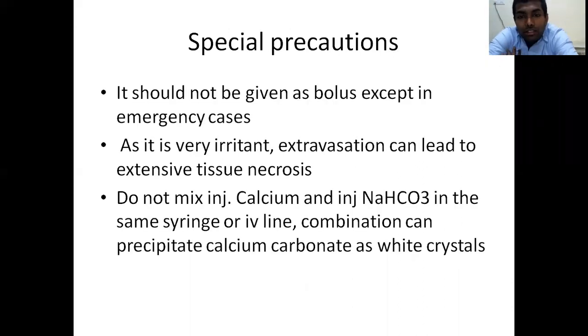What are the special precautions to be taken? It should not be given as a bolus except in emergency cases. It is very irritant. Extravasation can lead to extensive tissue necrosis. So care should be taken when administering this. It has to be given slowly and it should not be mixed with an injection of calcium, because in the same syringe or same IV line, if you give, the combination causes calcium carbonate, white crystals.